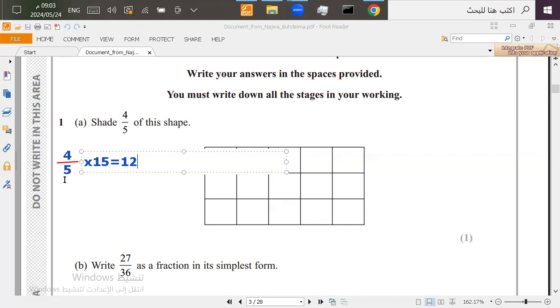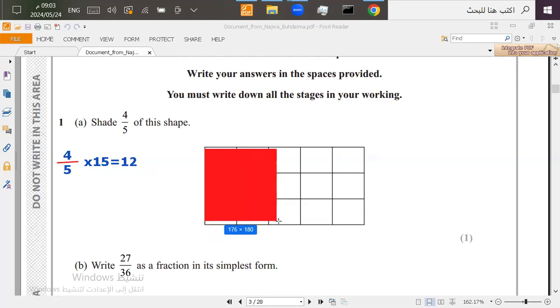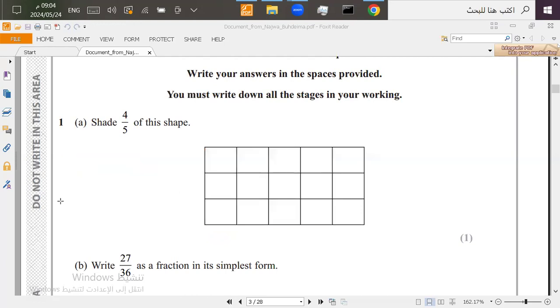So because divide by 5, divide by 1 is going to be 3. 3 times 4 is going to be 12. Now you're supposed to shade 12 boxes. So 3, 6, and then 9, and then 12. So these are 12 out of 15 boxes that's supposed to be shaded. Now let's move on to the next question.